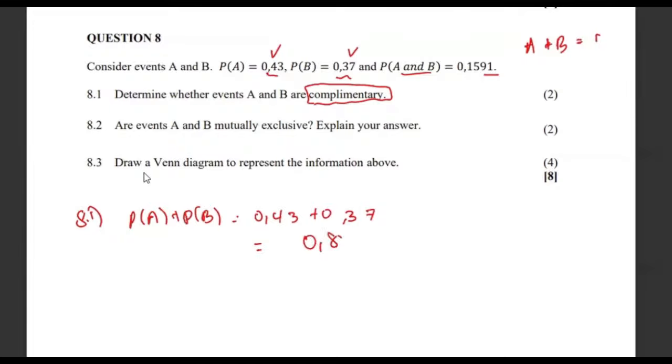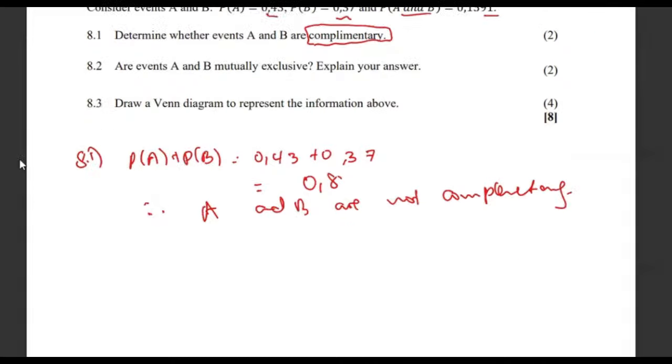But then they want us to determine whether they are complementary. Therefore, we're going to say A and B are not complementary. Okay, then 8.2, are the events A and B mutually exclusive? In other words, is their intersection equal to 0? Because events will only be mutually exclusive if A and B is 0.